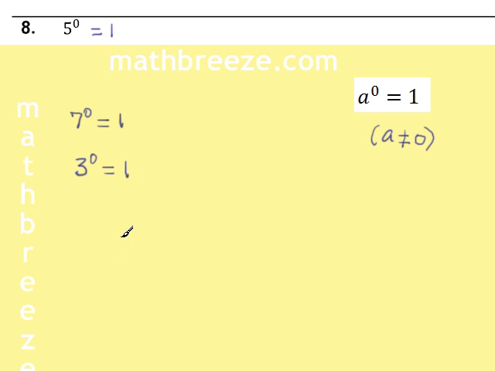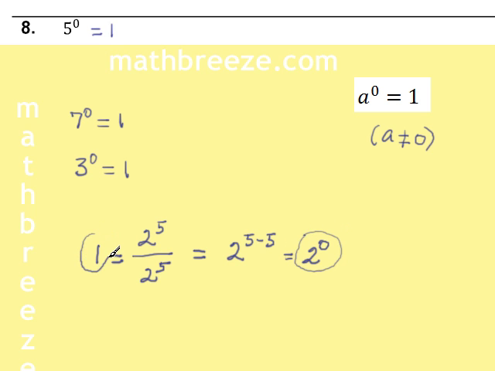Now, this rule sort of makes sense because let's say we had the following. Let's say we had 2 to the 5th divided by 2 to the 5th. Well, this is the same thing divided by itself, so it's definitely equal to 1. The same thing divided by itself is always 1. And now if we apply the division rule and subtract these exponents, we get 2 to the 5 minus 5, which is 2 to the 0. All right, so it's a good thing that 2 to the 0 is defined as being equal to 1. It makes this division rule make sense in the case where both exponents are equal.